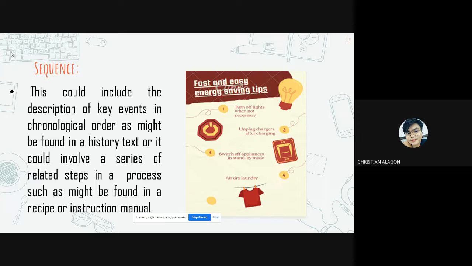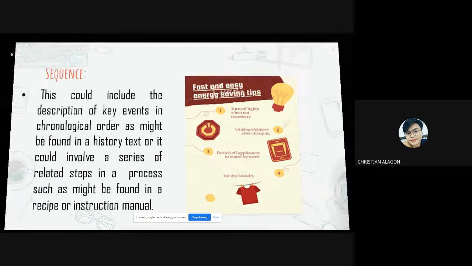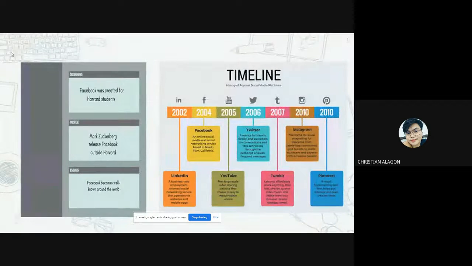So I have here also the tips of how to save energy. Turn off the lights when not necessary, unplug chargers after charging, switch off appliances in standby mode, and air dry the laundry. That is a step-by-step process in saving energy. So don't worry, I have a series of examples.